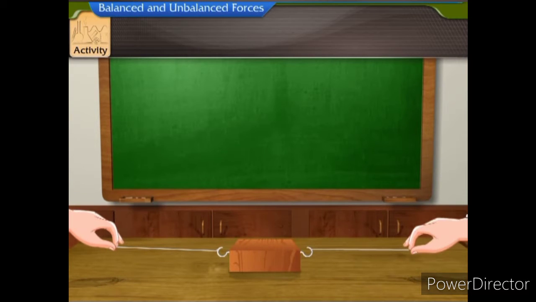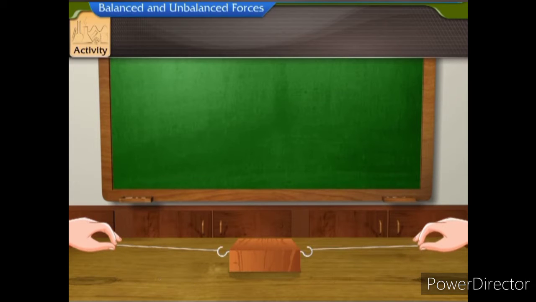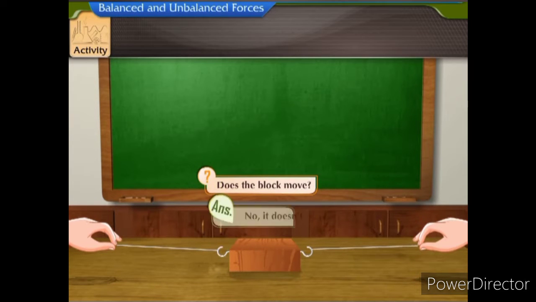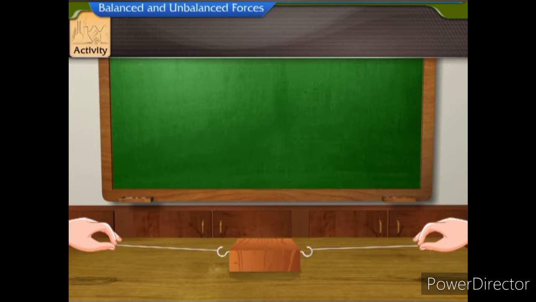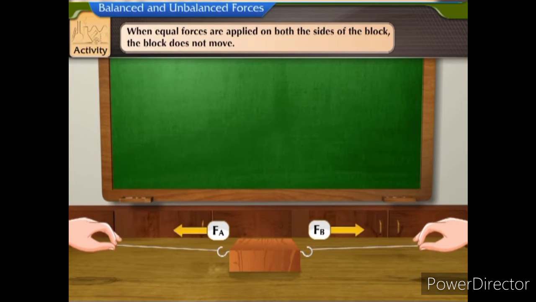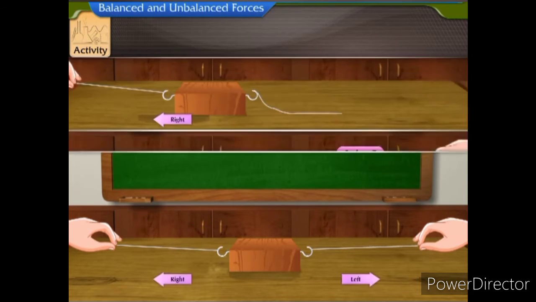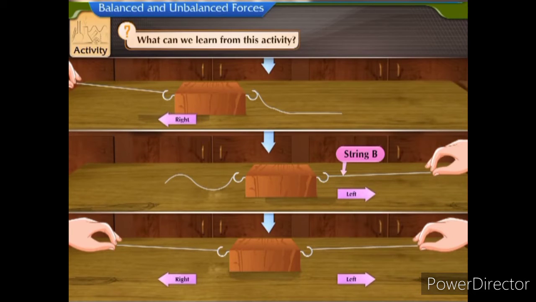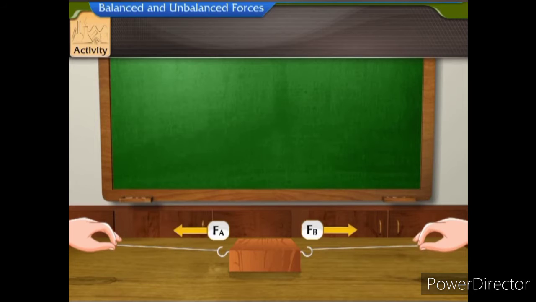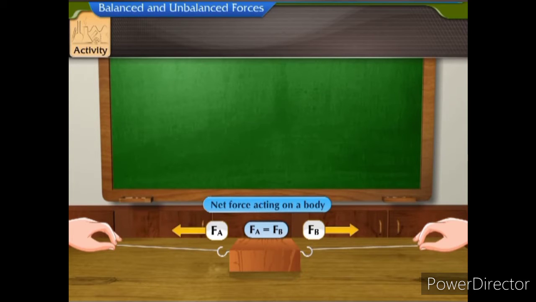Now try pulling the block from both the sides with equal forces. Does the block move? No, it doesn't. When equal forces are applied on both the sides, the block does not move. What can we learn from this activity? When two forces acting on a body are equal in magnitude and opposite in direction, the net force acting on the body is equal to 0. Since the two forces are balanced, the body remains at rest.